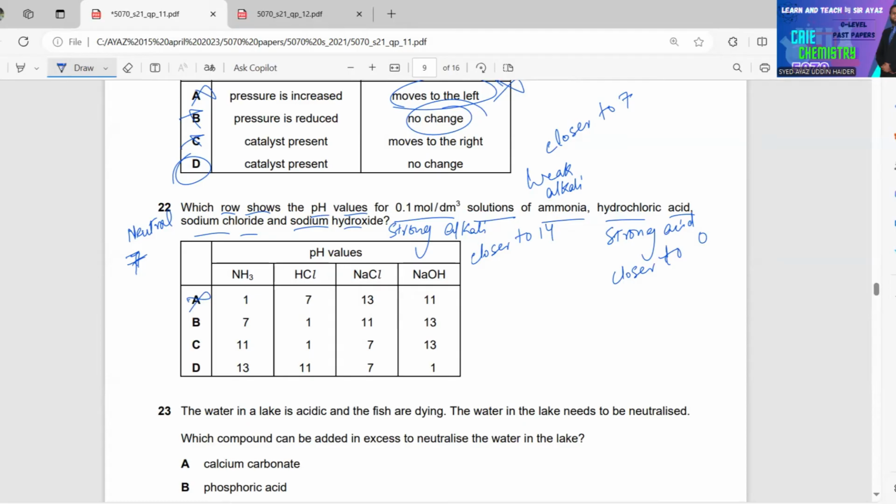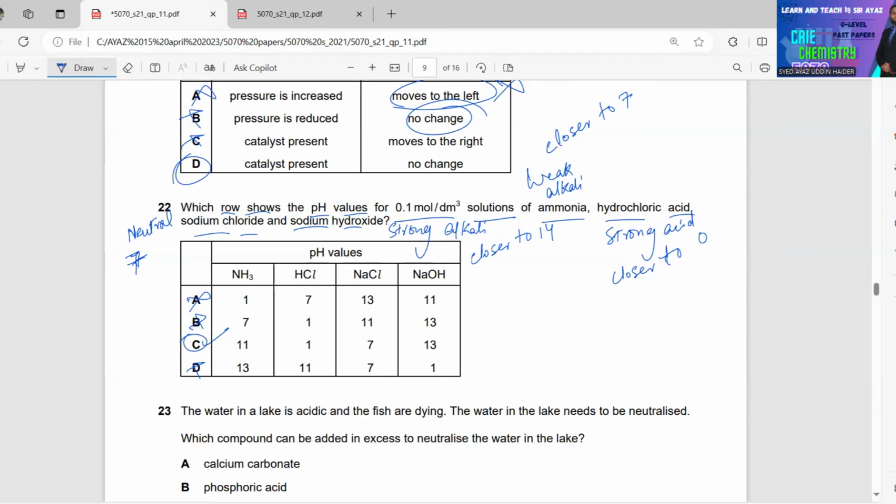What about B? They are saying neutral, NH3 neutral. This is also incorrect. C indicates that it's a weak alkali. C looks correct to me. For your convenience, I'm checking the last one, which is 13. 13 means strong alkali. This is incorrect. So C must be the right answer.